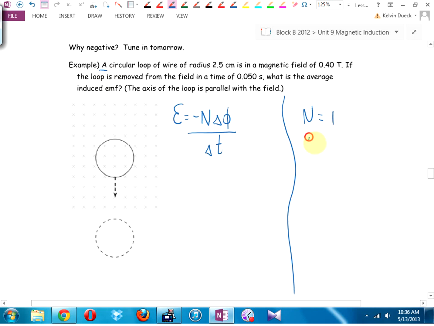And the other one that's easy to find is the time. What's the change in time? 0.05. What you're going to spend the most time on is the change in flux. And I don't cut corners too often here. I always write what's change in anything.